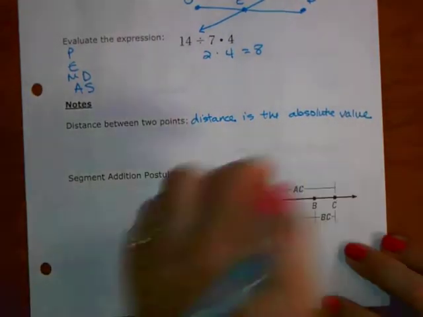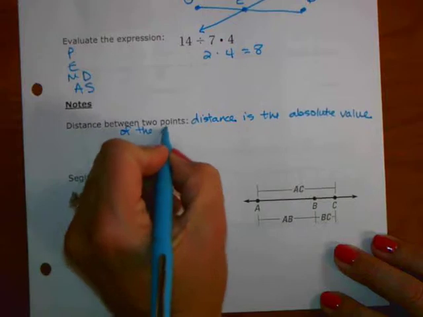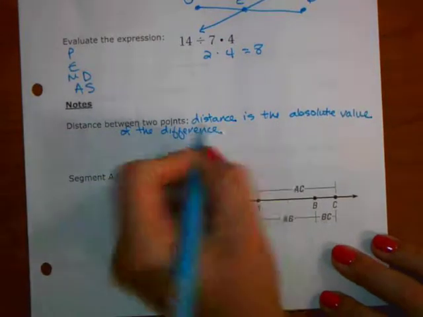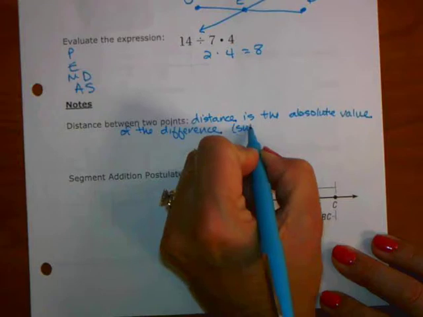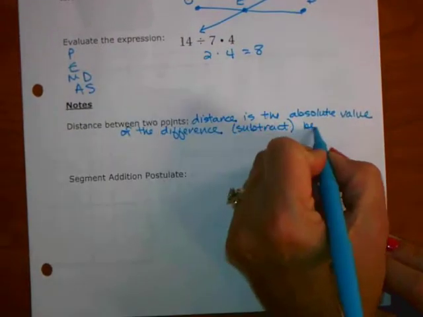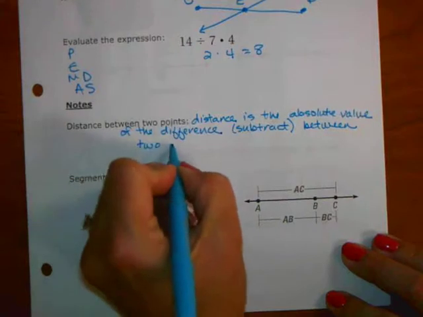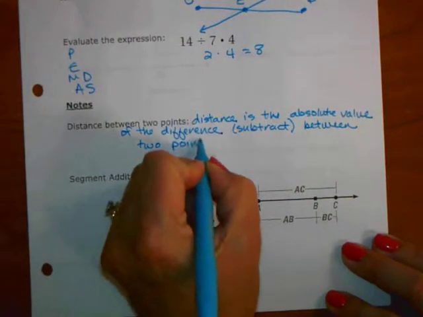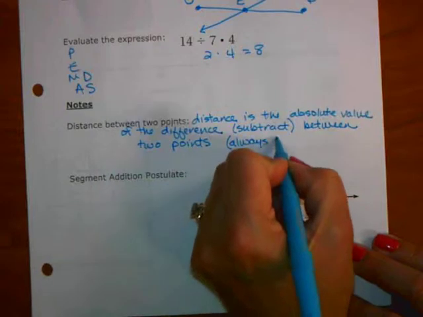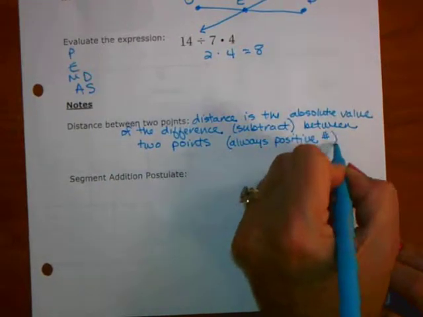So distance is the absolute value of the difference, meaning you subtract, between 2 points. It's always a positive number.